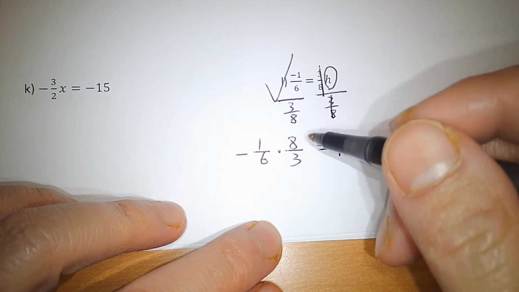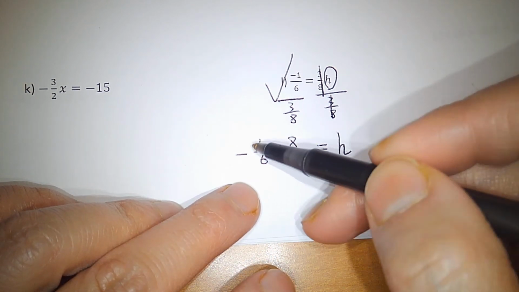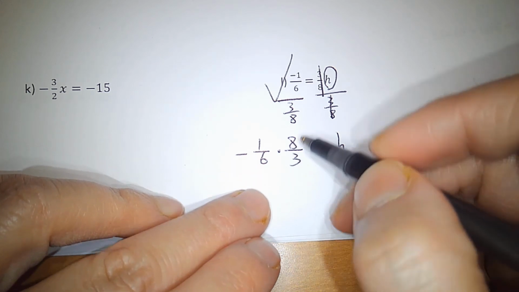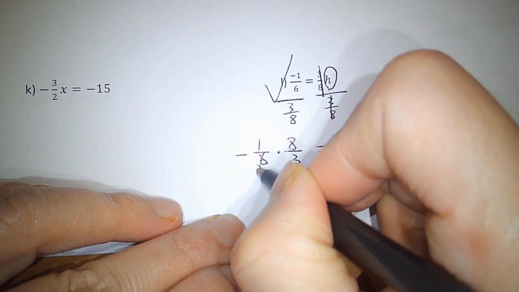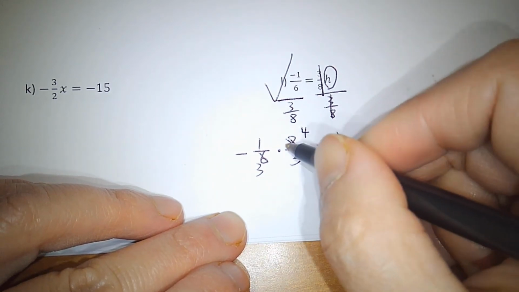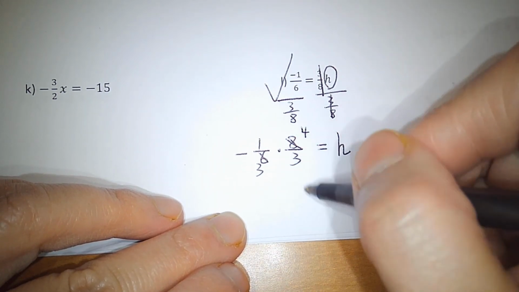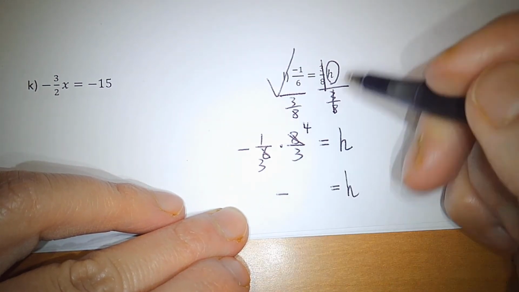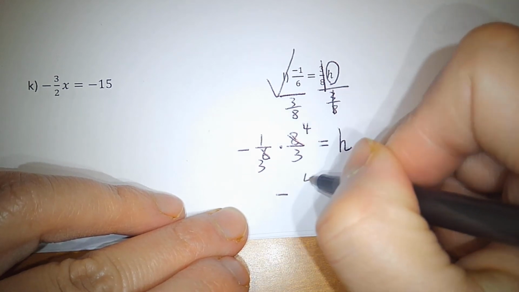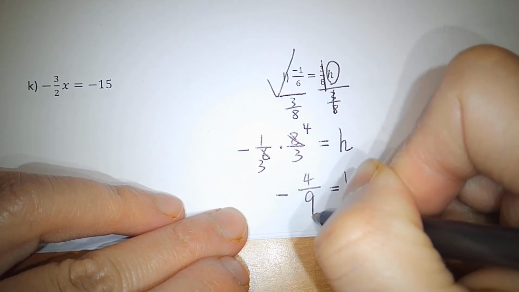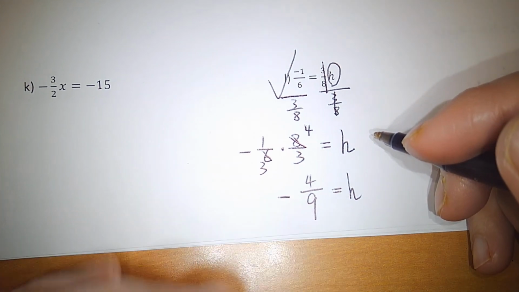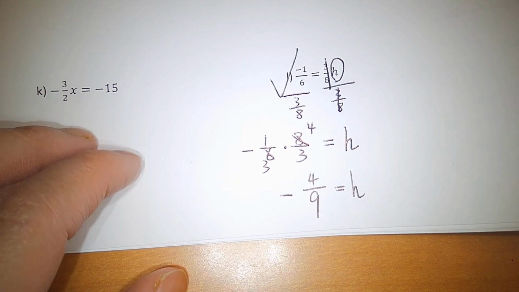Right? Alright. Are we able to simplify this multiplication? 6 and 8. Common factor 2, right? 3 and 4, right? And the other common factors? No, right? So eventually h equals what? Negative 1 times 4 is 4, 3 times 3 is what? 9, right? So h equals negative 4 over 9, right?